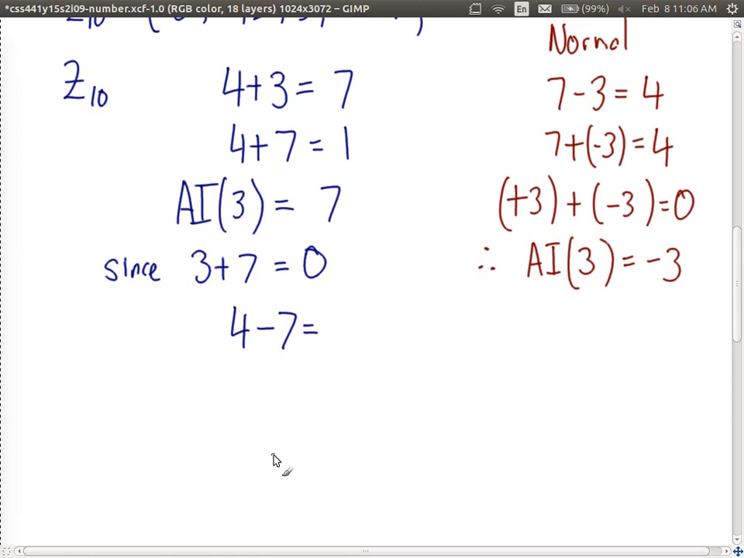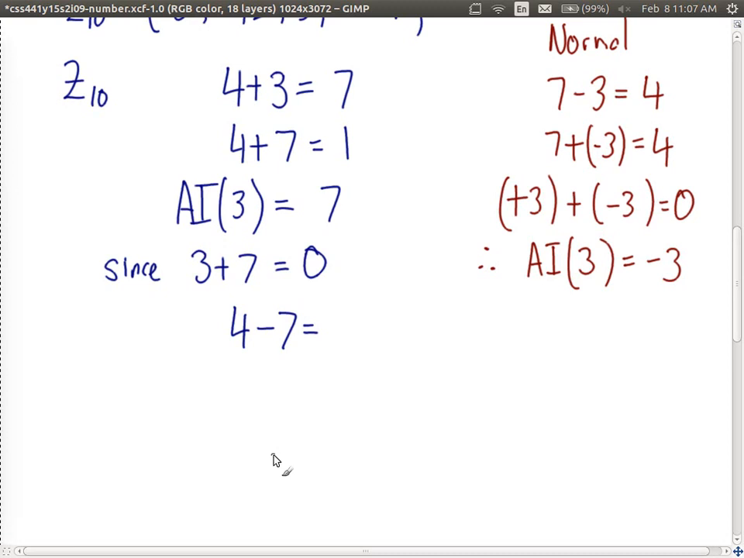Another one. What's 4 minus 7? Okay. 4 minus 7 is 4 plus the additive inverse of 7. What's the additive inverse of 7? What number do you add to 7 to get 0? Well, actually, we just did that. 3, but it was the opposite. That is, the additive inverse of 3 is 7. 3 plus 7 equals 0. Therefore, 7 plus 3 also equals 0. So the additive inverse of 7 is 3.